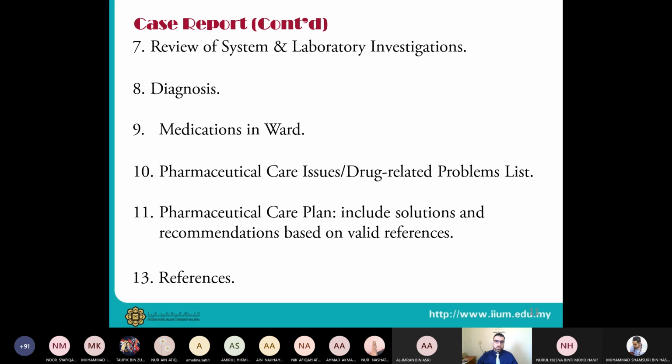Then the medication in the ward. The medication in the ward supposedly should treat all the problems of the patient. But sometimes some of these medications in the ward are not correct. Some of them have DRPs. So you, as a clinical pharmacist or now students, need to extract these DRPs, and then give a solution for each DRP. In other words, you have to prepare a pharmaceutical care plan.